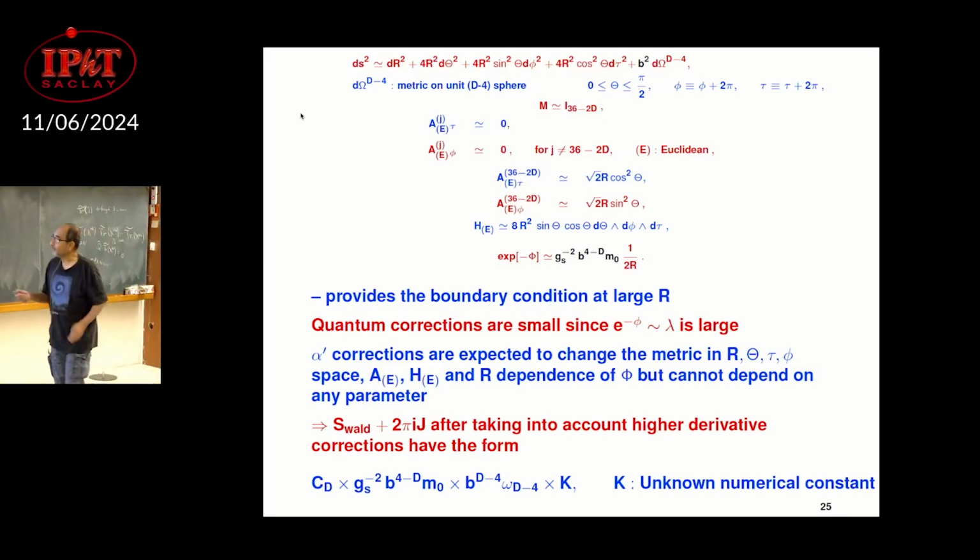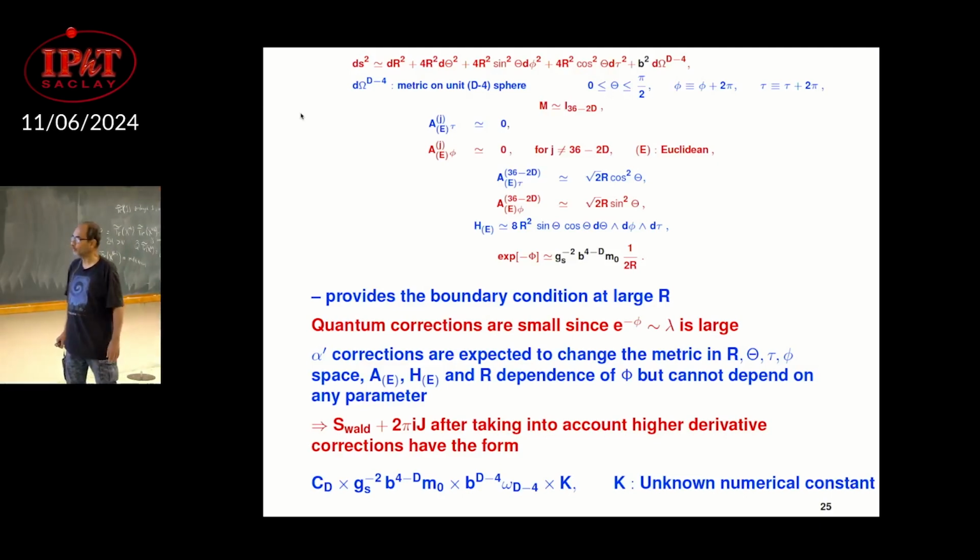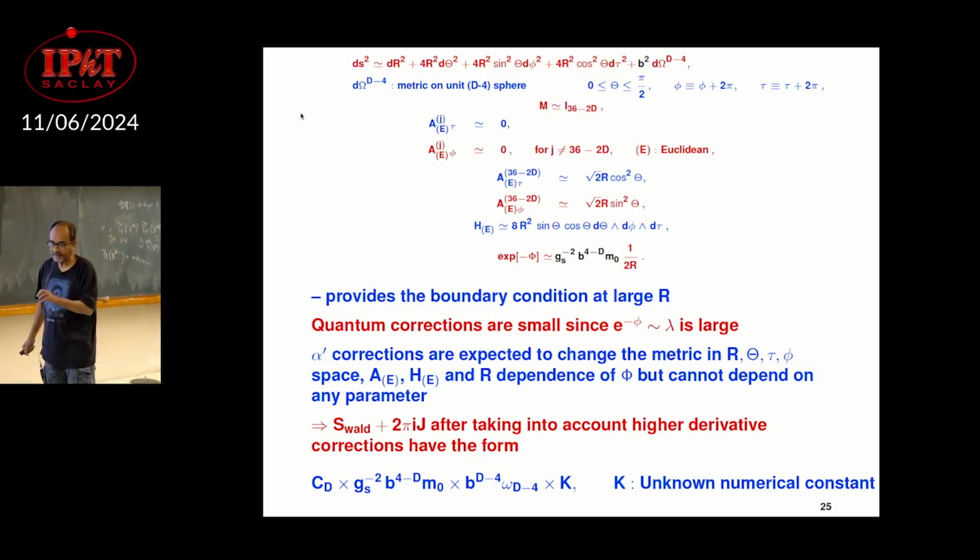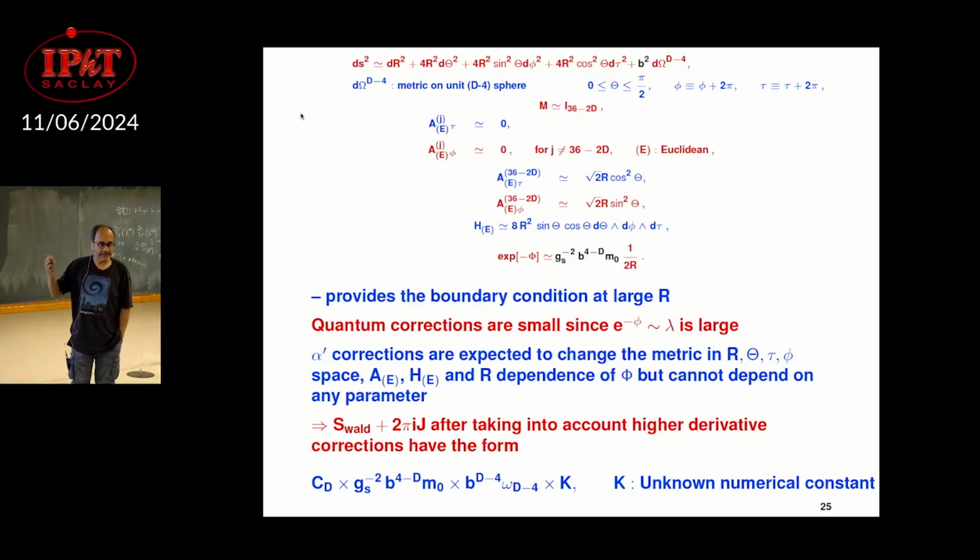So here is the solution, written in small print. The way to interpret this solution is that it provides a boundary condition at large R, because at large R the supergravity approximation is good and this is the form of the solution. But once you go to finite R, the curvatures become of order 1, and that's where the stringy corrections become important. The loop corrections are not important because the string coupling is small. e to the minus phi, as I said, is large, which means the string coupling is small.